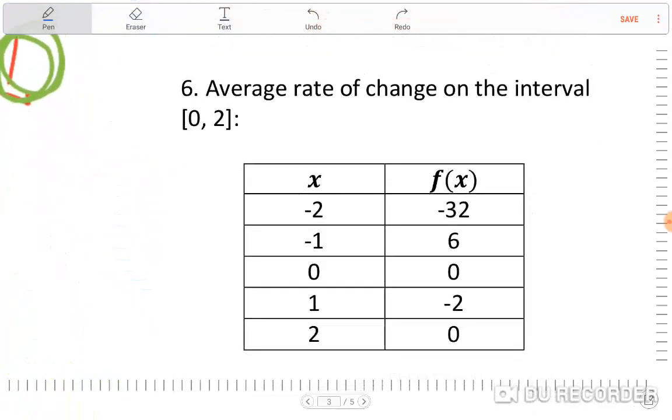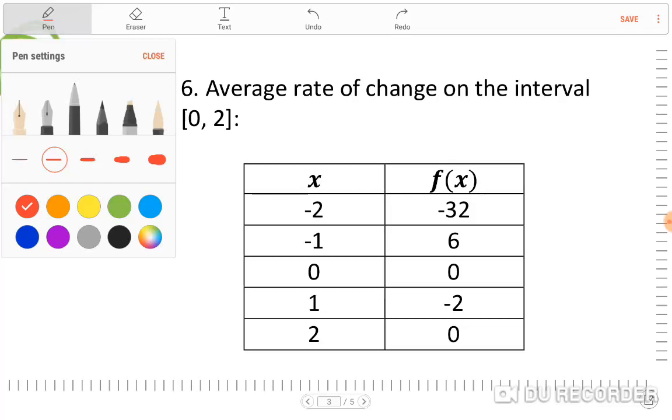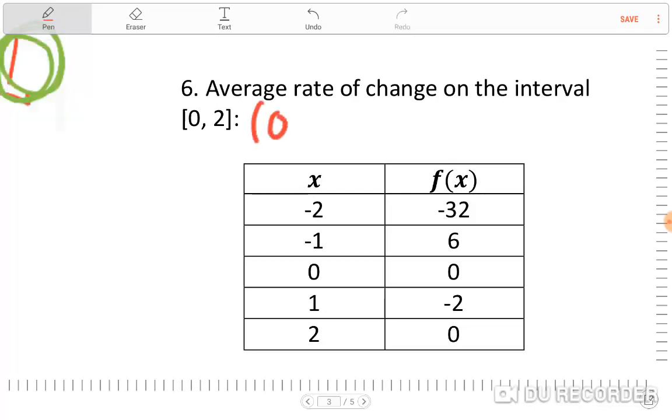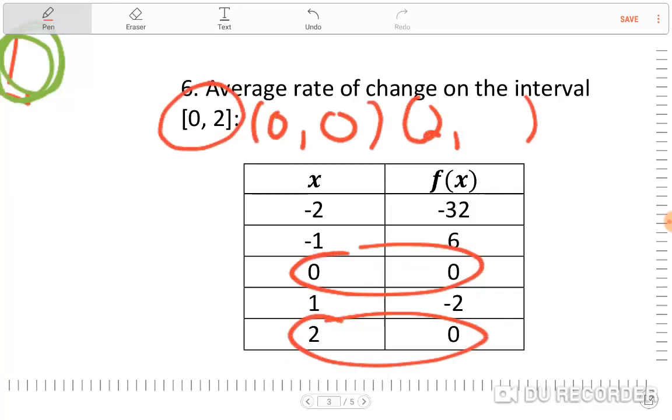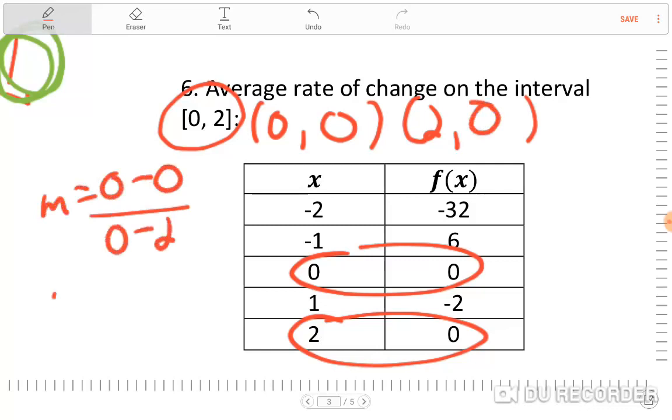And lastly, one more table. The 0 that they're giving me and the 2 that they're giving me up here with the interval, those are the x's. 0 goes with 0. 2 happens to also go with 0. Gee, that's weird. Let's see what happens there. So 0 minus 0, the y's on top, 0 minus 2 on the bottom, you get 0 over negative 2.